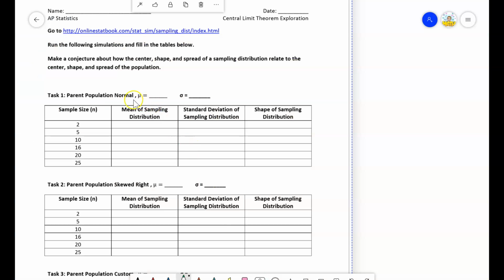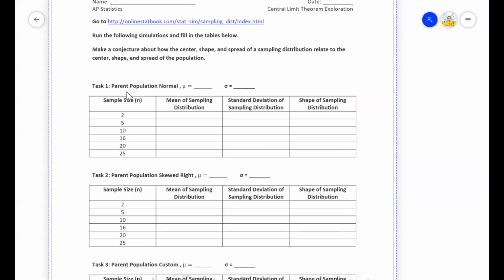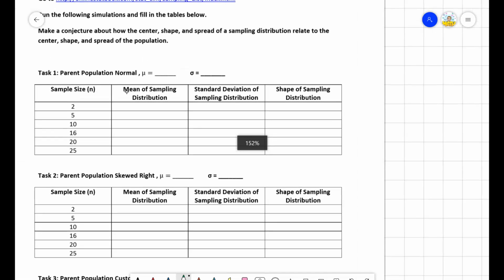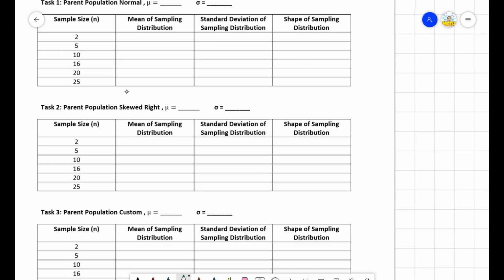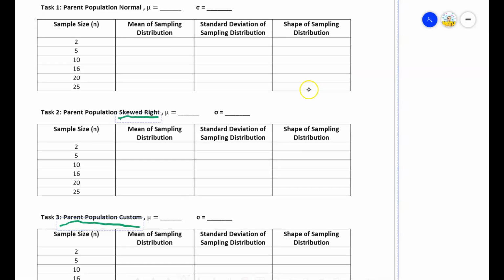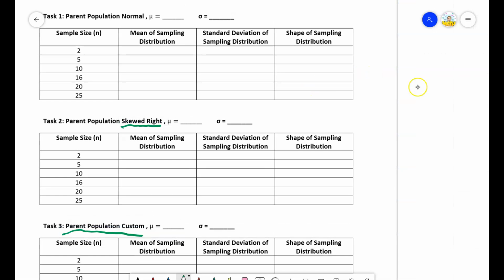If you look at the worksheet here, our parent population in the beginning is going to be a normal distribution. So we shouldn't be surprised at what's going to happen when we sample from a normal distribution. But then in our second task, we're going to do the same thing, but sample from a skewed right distribution, and we'll try to observe what happens in that situation. And then we're going to make up our own distribution, our own shape, and we're able to do that with the simulator. Otherwise, this would be kind of hard to picture.